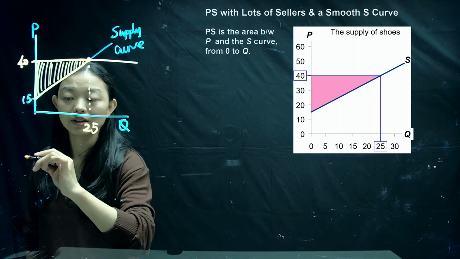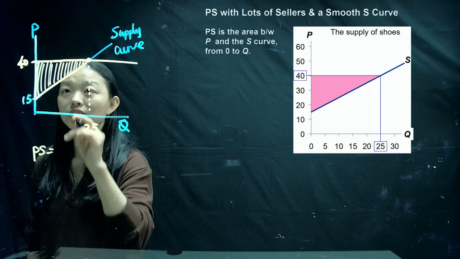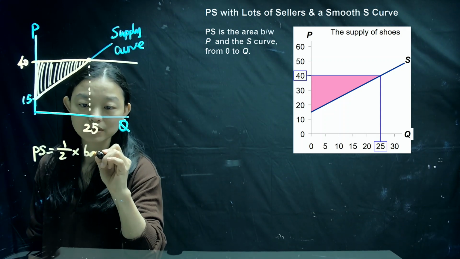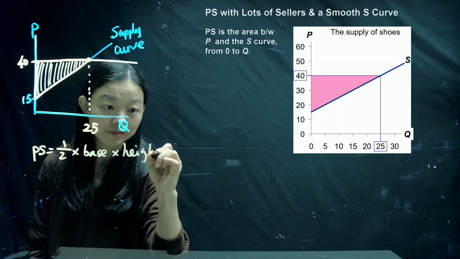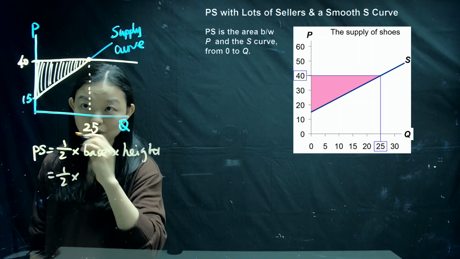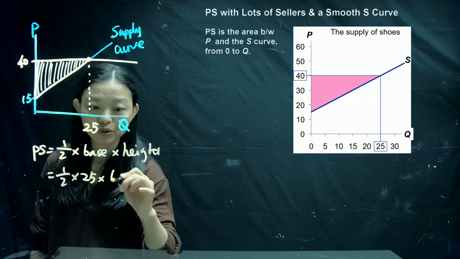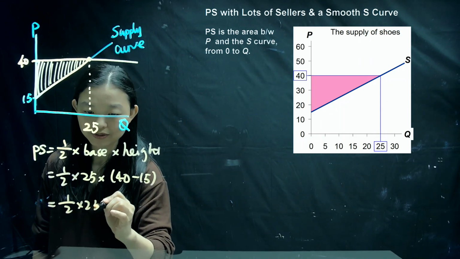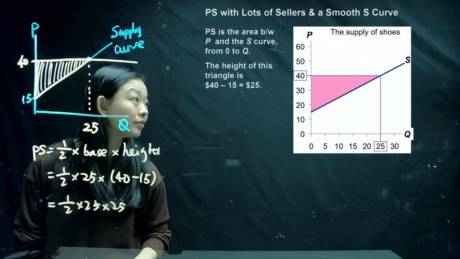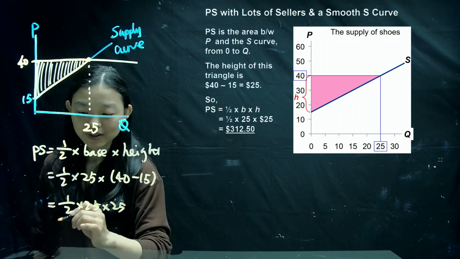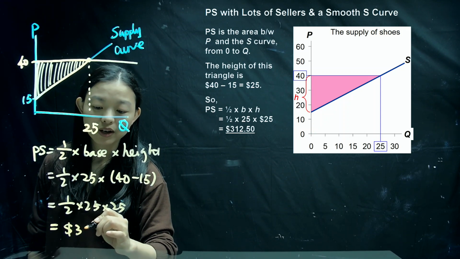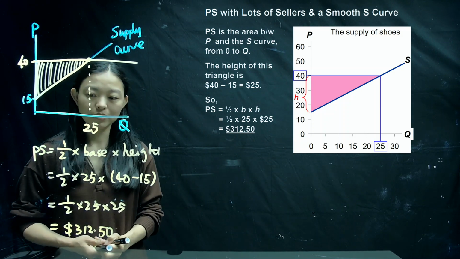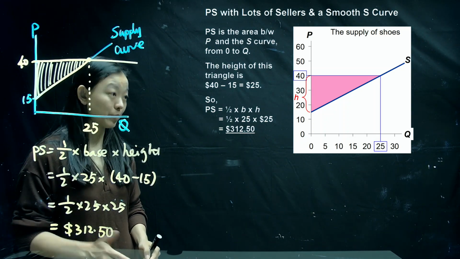And how can we get this producer surplus here? It's just equal to the area of this triangle, right? So we use half times the base times the height. The base will equal 25. The height will equal 40 subtract 15, okay? So half times 25 times 25. Then finally, we get the answer here will equal $312.50. Okay, so this is the way that we can compute producer surplus.